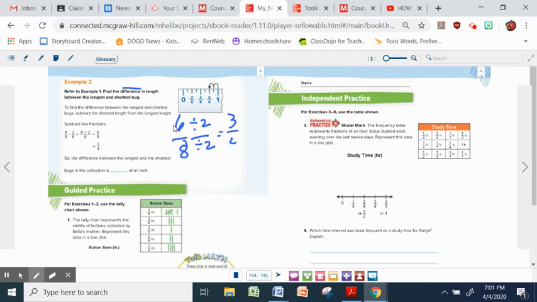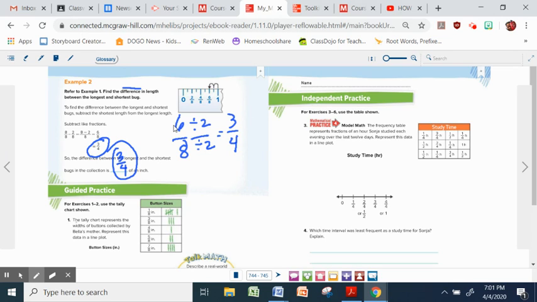So my answer is 3/4. So my answer should be: the difference between the longest and the shortest bug in the collection is 3/4 of an inch. Okay, pretty simple. So now let's go to our next problem.